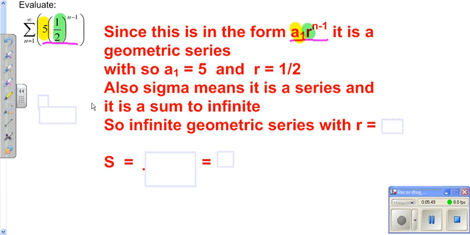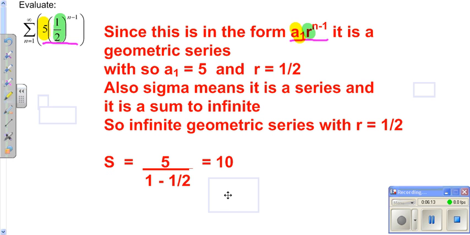So we have an infinite geometric series with your first term being 5, your ratio being 1/2. Since your ratio being 1/2 is between 1 and -1, we can find our sum. Once again, to find your sum, you do your first term over 1 minus your ratio of 1/2. On the bottom simplifies down to 1/2. You get 5 divided by 1/2, which is 10.